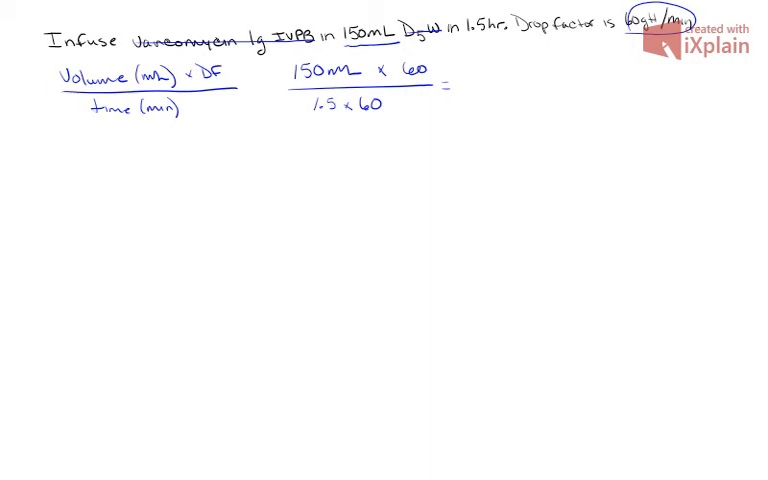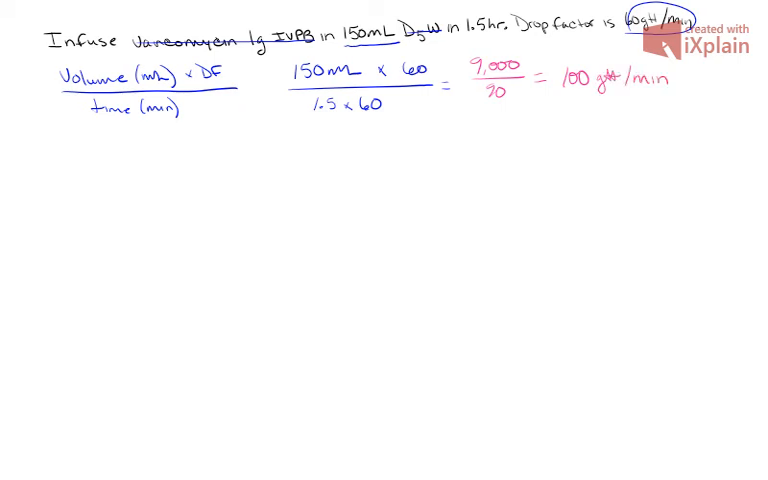150 times 60 is 9,000. And 1.5 times 60 is 90. When you divide 9,000 by 90, you get 100. And because we are figuring out the rate in drops per minute, that needs to be my label.